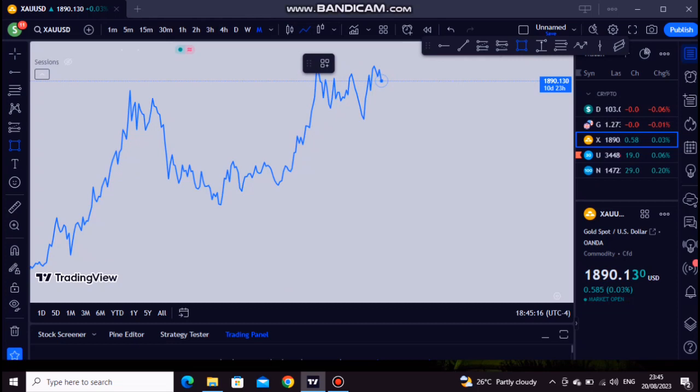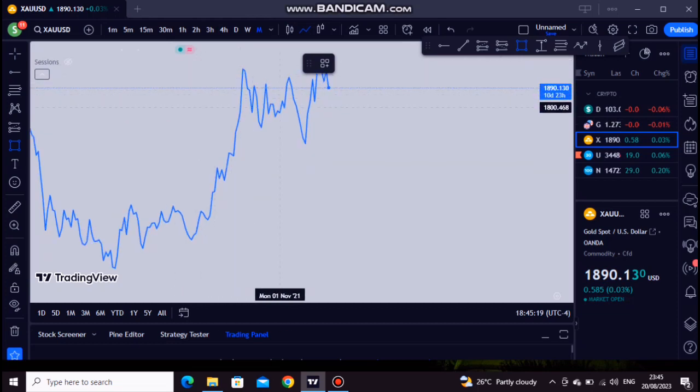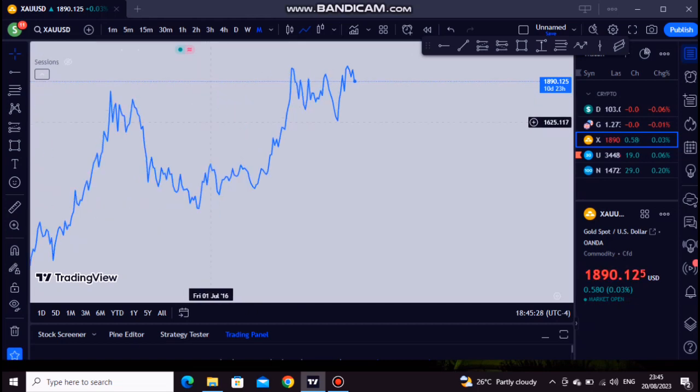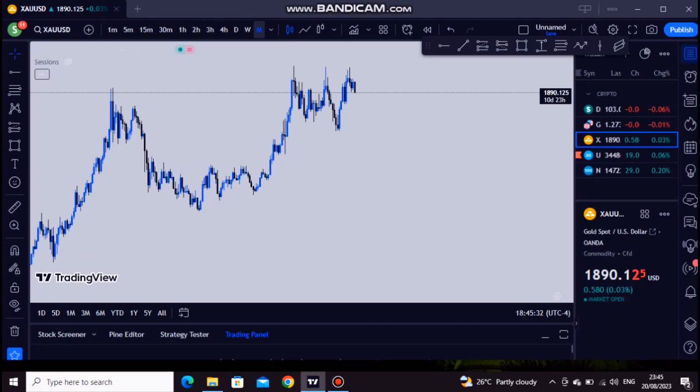Looking at this right now, you see there's a support at this area, but we're on this monthly just to identify patterns only and take note of what is happening. So we are bearish on the monthly right now, so let's go to the weekly.